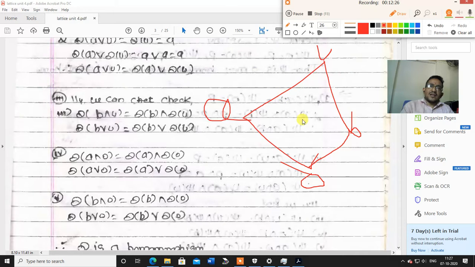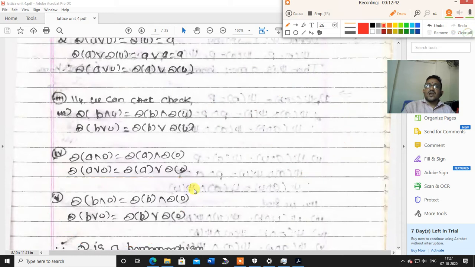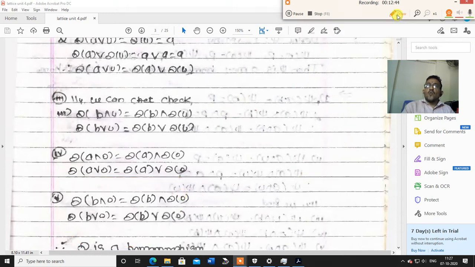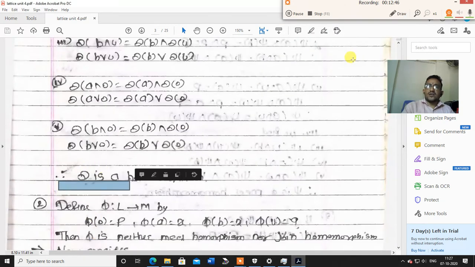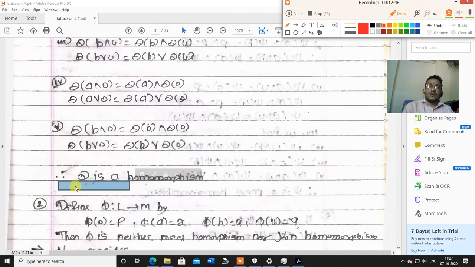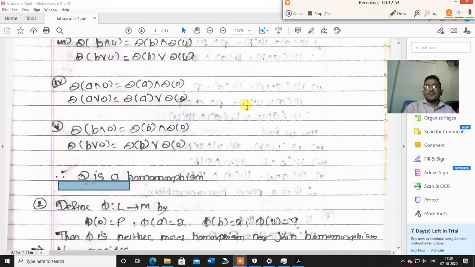ओके आता आपण या ठिकाणी बघणार आहोत की चेक फॉर B आणि U. आपण जर B आणि U साठी पुन्हा चेक केलं, वी गेट सेम, वी कॅन से दॅट theta is join homomorphism आणि mid homomorphism for element B and 0. Therefore from case 1, 2, 3, 4, 5 we can say that theta is a homomorphism. Okay. Therefore you can say that theta is a homomorphism for the function we define. आपण जे फंक्शन डिफाइन केलं त्या फंक्शन काय असेल त्याचं होमोमॉर्फिझम या ठिकाणी असलं पाहिजे.